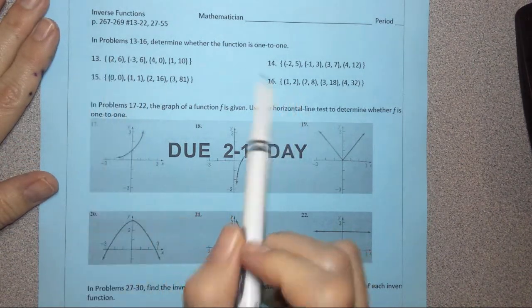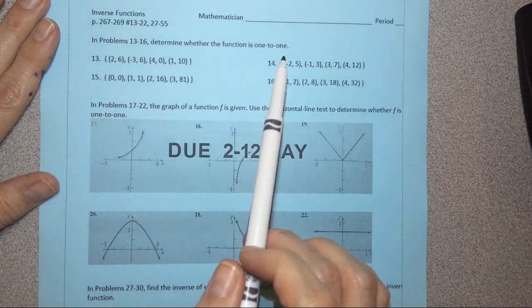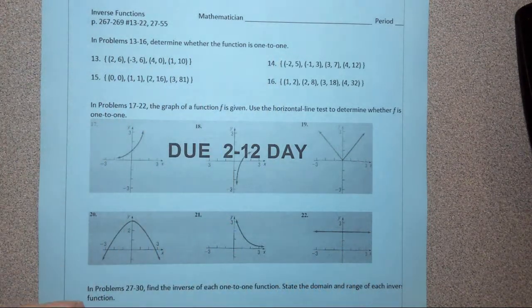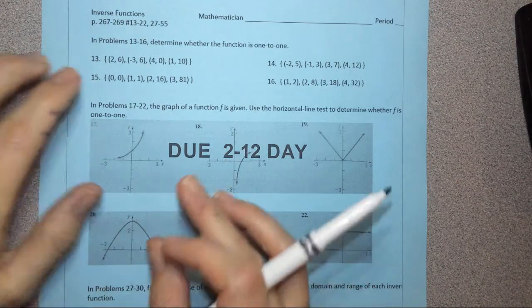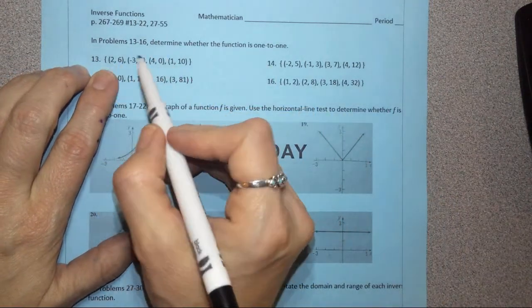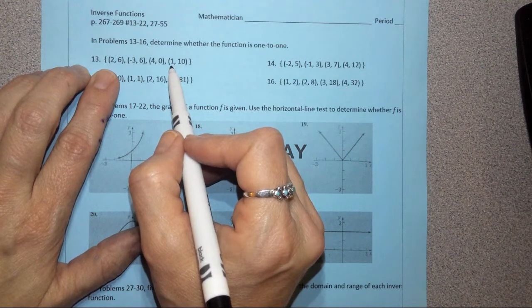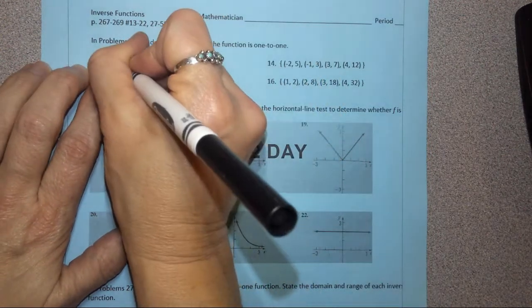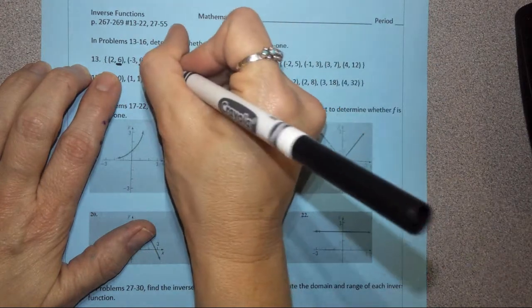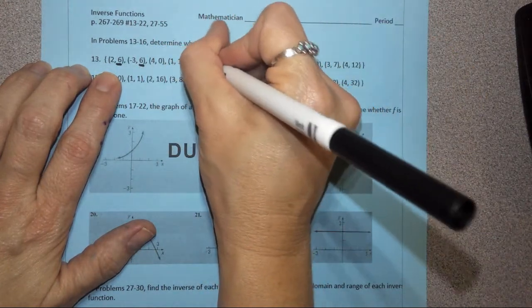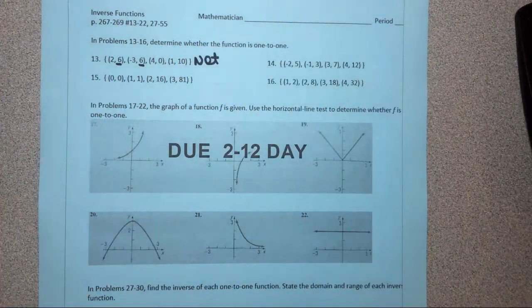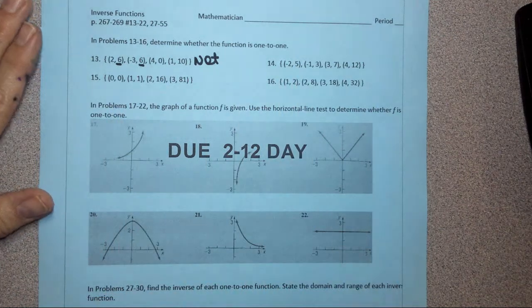On 13 through 16, it says determine whether the function is 1 to 1. X's can't repeat, and the Y's can't repeat. So, let's do 13. I've got 2, negative 3, 4, and 1. So, all the X's are good. On the Y's, I've got 6 and 6, and then I have 0 and 0. So this is not 1 to 1. You're going to do the same thing for 14, 15, 16.